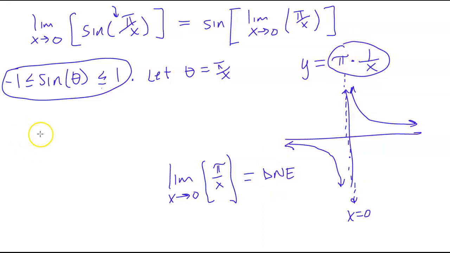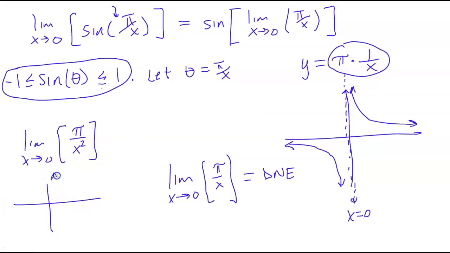Okay. Now, if I had something like limit as x approaches 0 of pi divided by x squared, then the graph of this function would look something more along the lines of this, where again I still have a vertical asymptote here at x equals 0. Okay. Now, in this sense, the limit of this particular function here would actually end up being infinity. Okay, because we see as x approaches 0 from both the left and the right, we see that the y values just keep getting bigger and bigger and bigger in a positive sense.